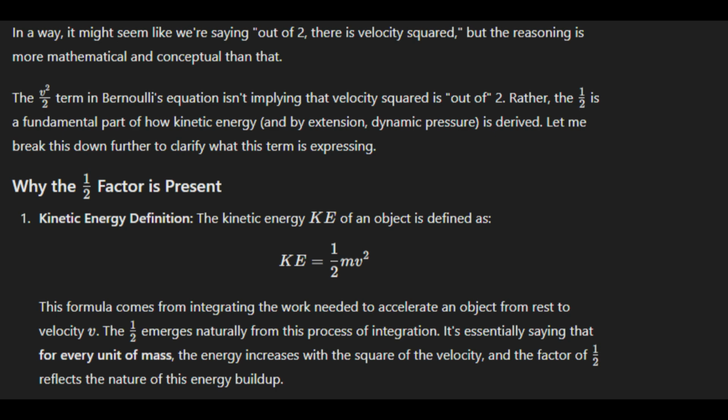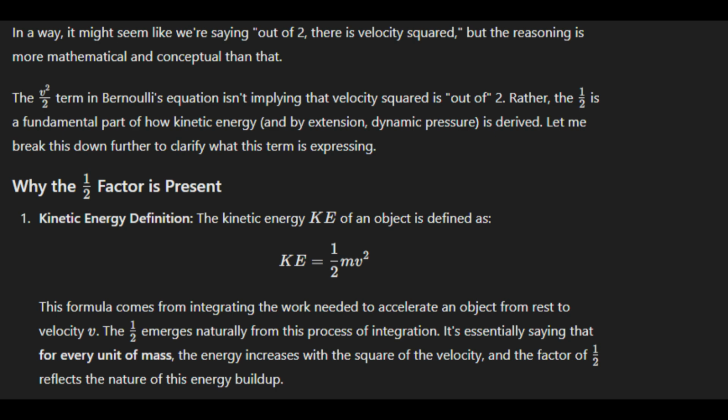In a way, it might seem like we're saying, out of 2, there is velocity squared, but the reasoning is more mathematical and conceptual than that. The v squared over 2 term in Bernoulli's equation isn't implying that velocity squared is out of 2. Rather, the 1 over 2 is a fundamental part of how kinetic energy, and by extension, dynamic pressure, is derived. Let me break this down further to clarify what this term is expressing.